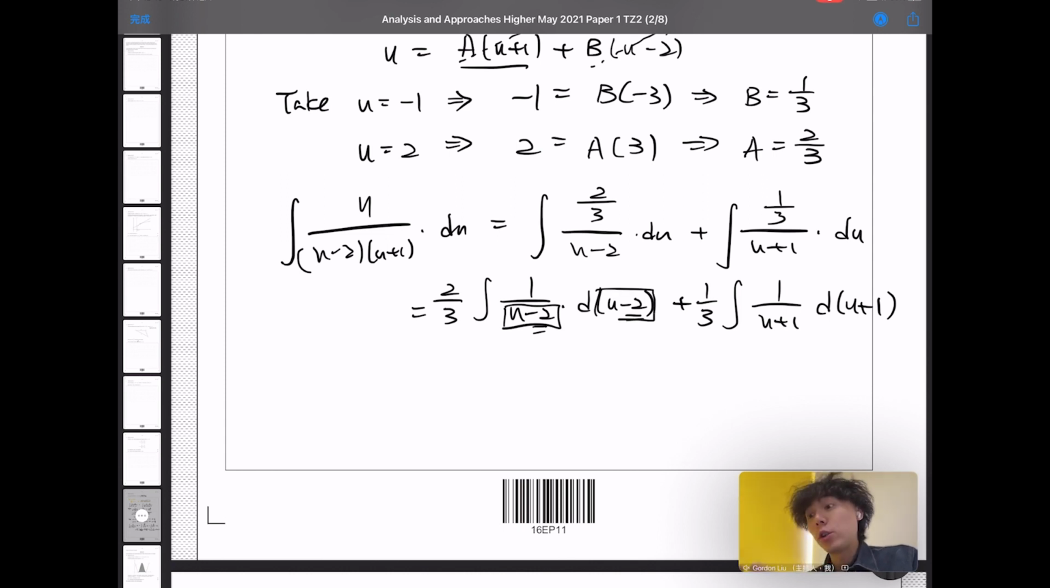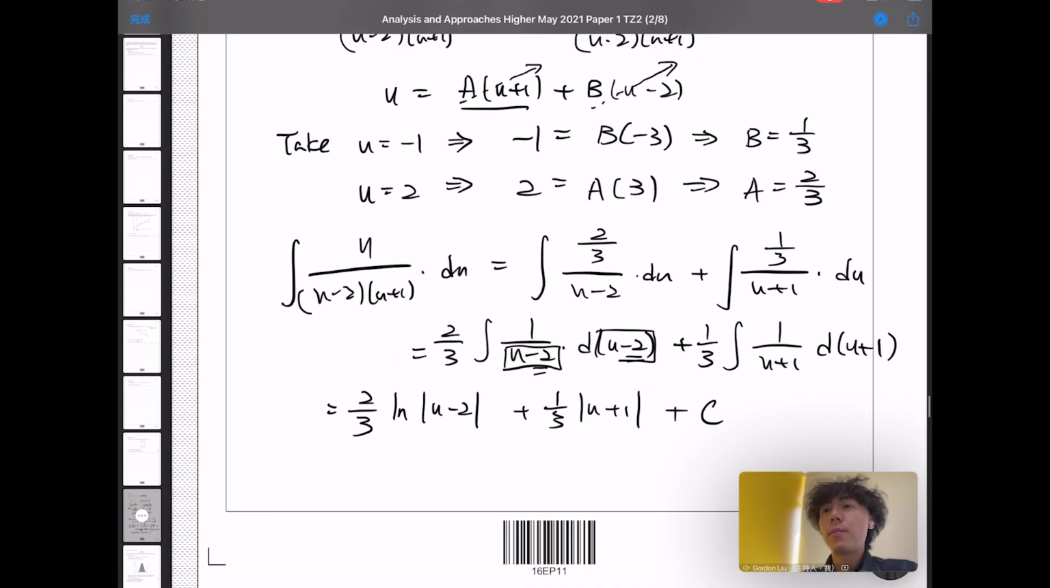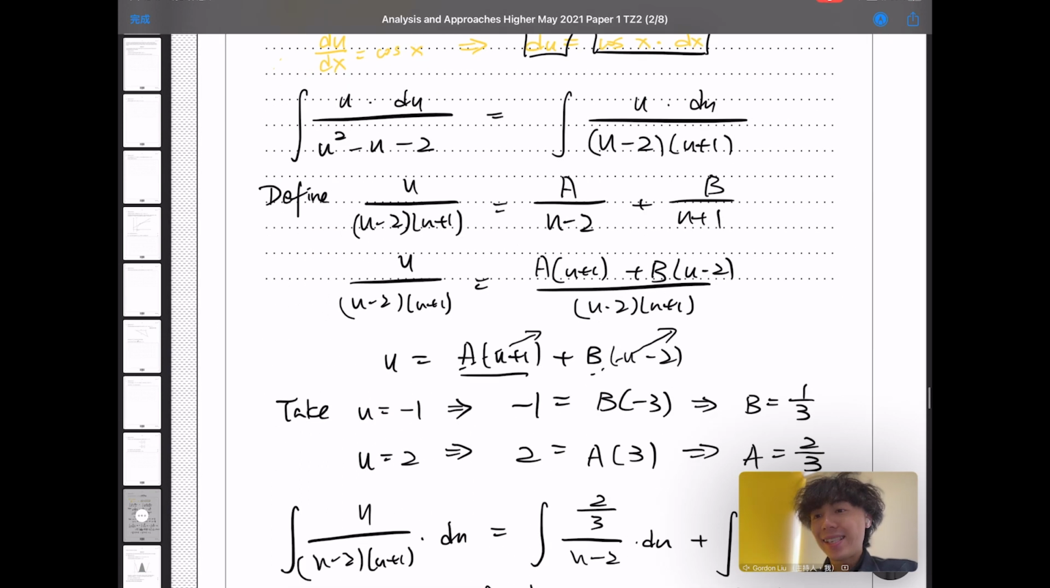The same thing, which is ln. So we can finish the integration by doing 2/3 ln absolute U minus 2 plus 1/3 ln absolute U plus 1. Don't forget that you need to add a constant C at the back after you finish the integration because this is indefinite integration. For definite, you don't need to do it. If you stop here you will lose 1 point because our focus is not U. Remember, this is a substitution, we plug in U as sine X.